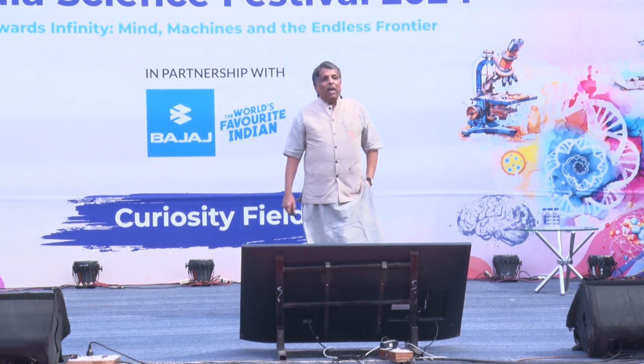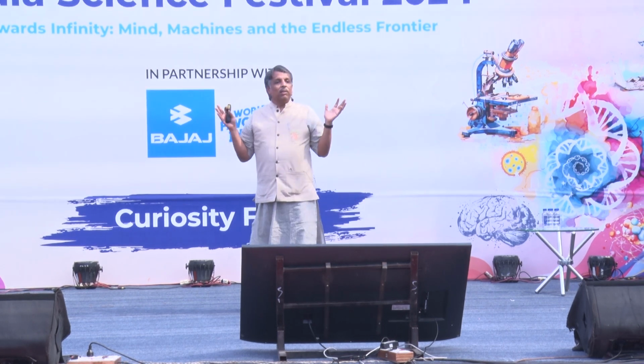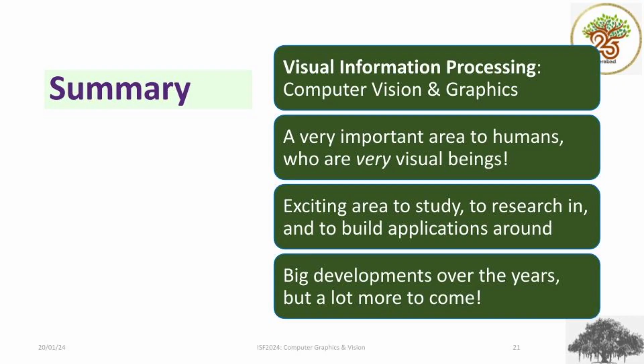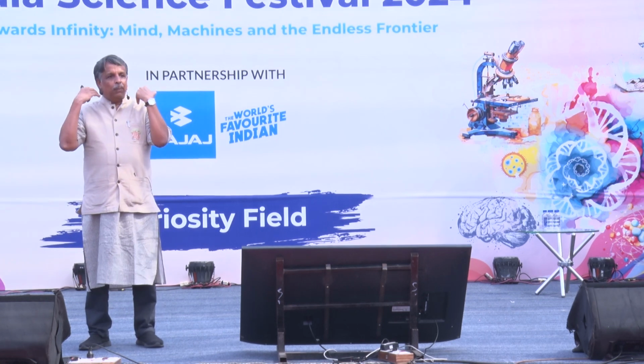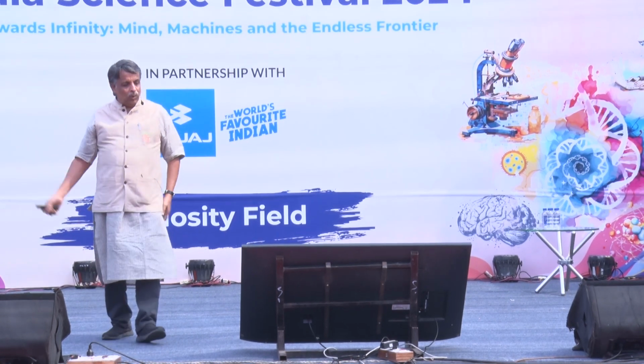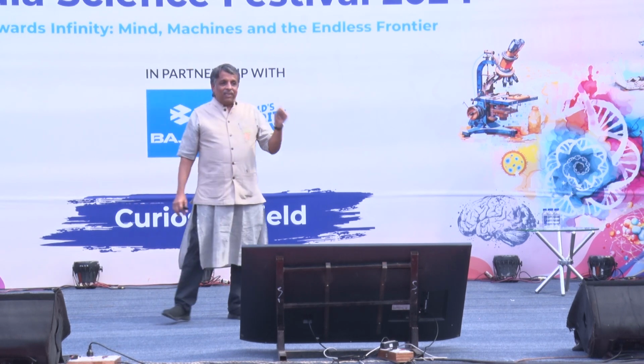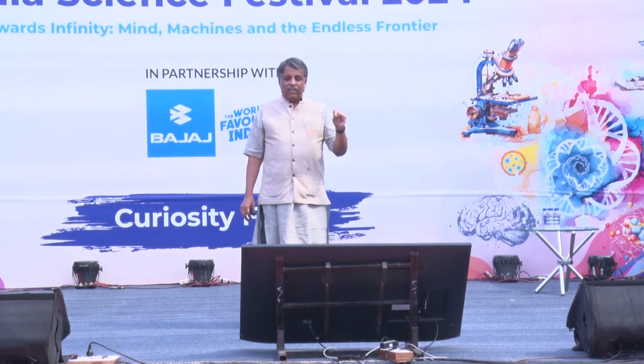Okay, so in summary, I just want to say that computer graphics and computer vision combined is often called visual information processing, whether creating new visual information or analyzing visual information, or sometimes combining the two like we saw in the end. These are very, very important areas because as human beings, we are primarily visual beings. We live in this world dependent on our visual perception, and we also create visual things, okay? And this is a very exciting area to study, research in, and build applications.